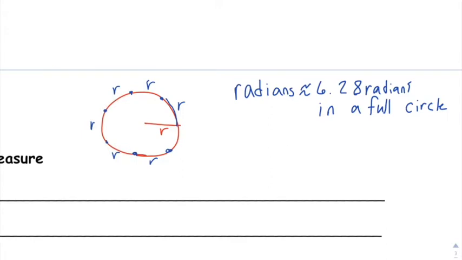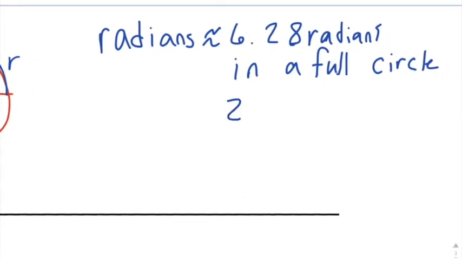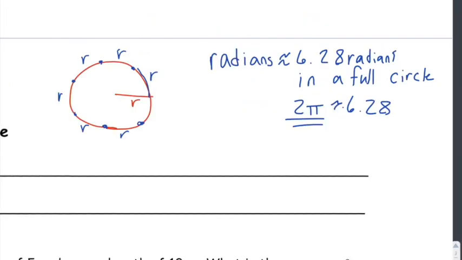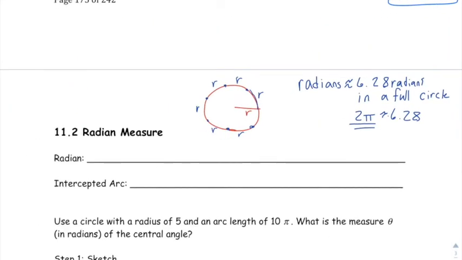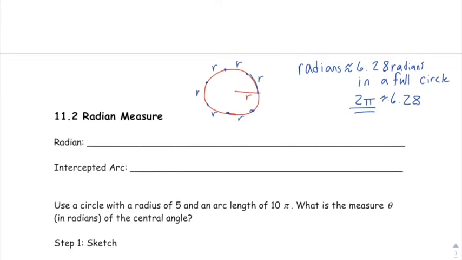Okay, and actually that number comes from 2 pi. You know how in your circumference formula, you have 2 pi times your radius? Well, in this case, that's where the 2 pi comes from in that formula right there. So 2 pi, or approximately 6.28 radians in a full circle. And that is, in my own way, what a radian is.